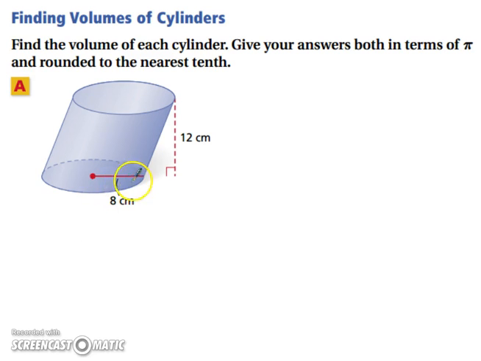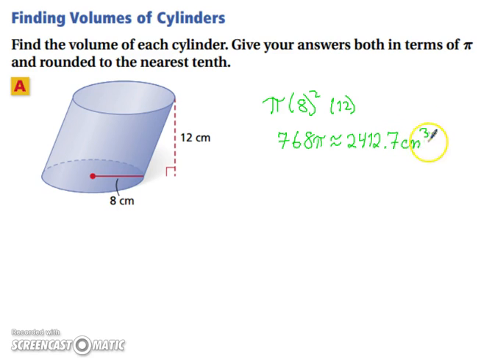Well, we have the area of our base times our height. So in this case, we have pi times our radius, which is 8 squared. And then we are going to multiply that by our height. So we have pi times 8 squared times 12, which gives us 768 pi, which is about 2,412.7 centimeters cubed. Notice we're still using cubed because we're talking about volume.